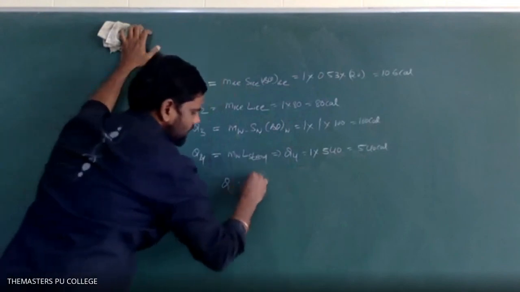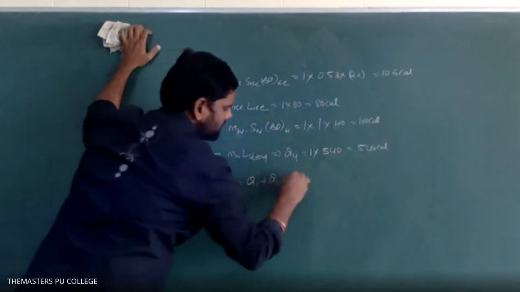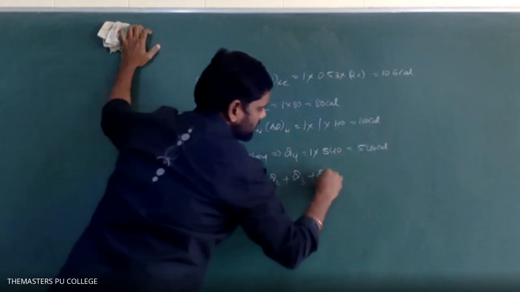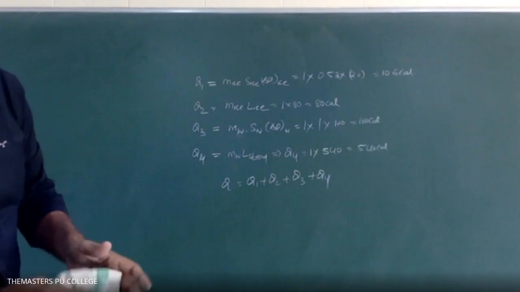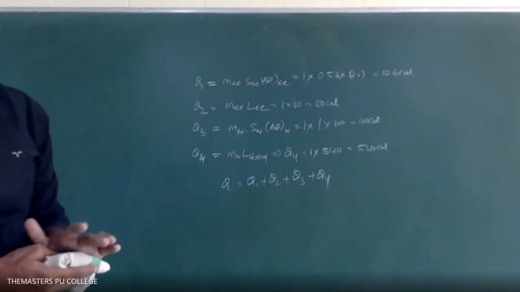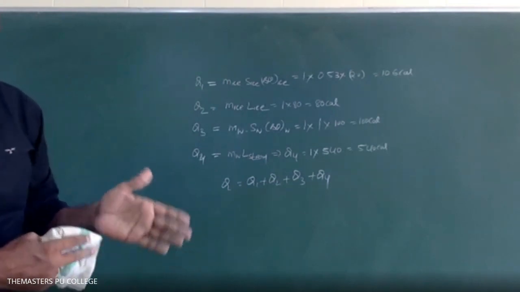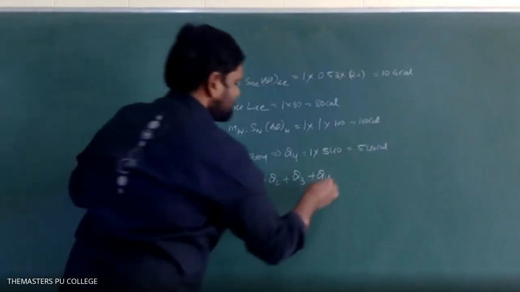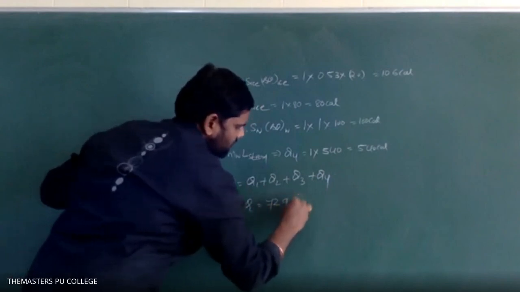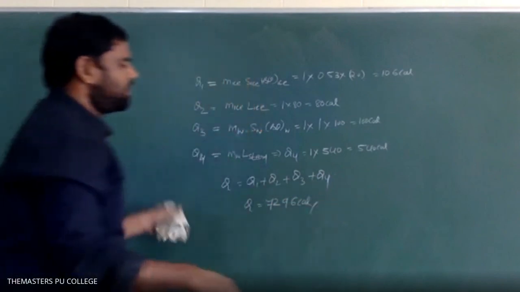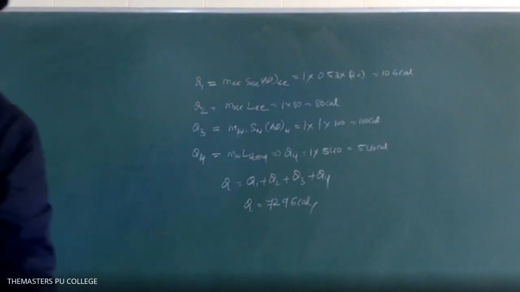What is the total heat, Q1 plus Q2 plus Q3 plus Q4? 729.6 calories. Option is not there? It's there, sir, the first option. Yes, I didn't see that. So the total Q equals 729.6 calories. That is the heat which we have supplied.